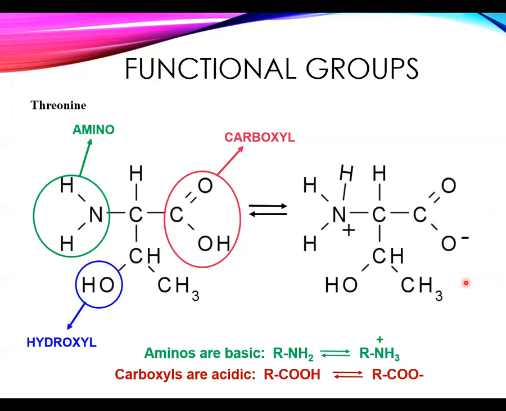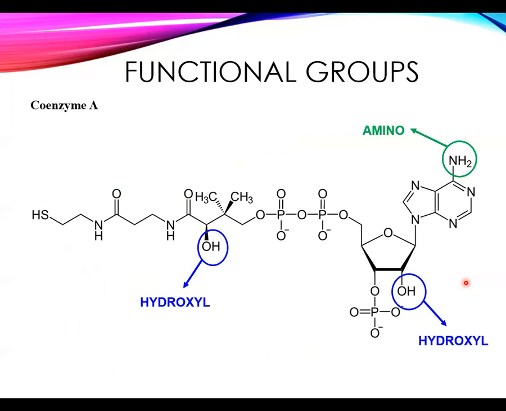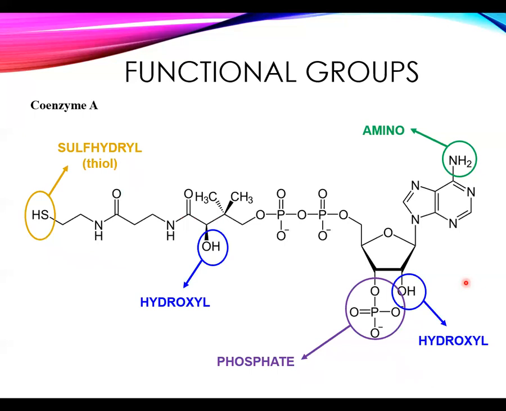Here's another example for us to look at. This is coenzyme A. It's involved in metabolism processes. And as we inspect this, you can see there's a couple of hydroxyl groups hanging off there, as well as another amino. But also illustrated here is a phosphate group and a sulfhydryl group, sometimes called a thiol. Right? So these are all important reactive centers on this molecule.